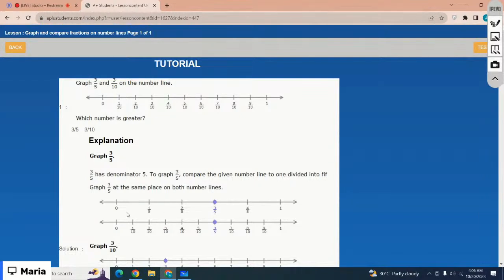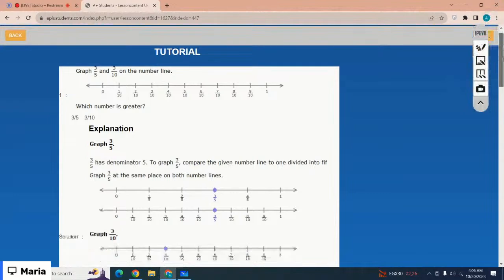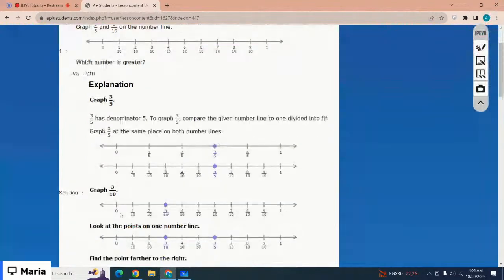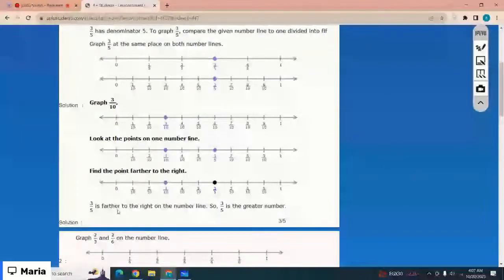Here is the number line for 3 by 5. That means you have 5 portions, 1, 2, 3, 4, 5. That is 3 by 5. Then you have the other number line, 3 by 10. This is the graph for 3 by 10. 3 by 10 means the graph has 10 portions and you have to point 3 by 10. So when you compare 3 by 5 and 3 by 10, 3 by 10 is less than 3 by 5. That means 3 by 5 is farther to the right on the number line, so 3 by 5 is the greater number.